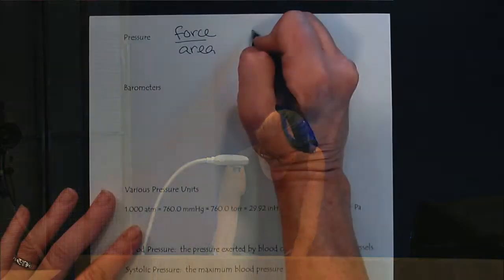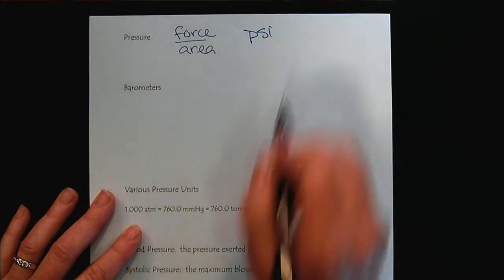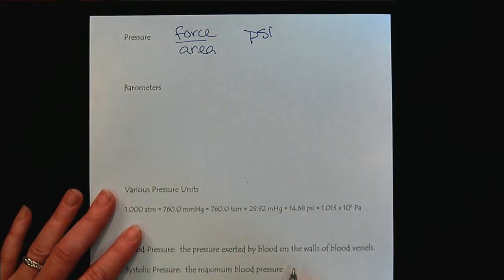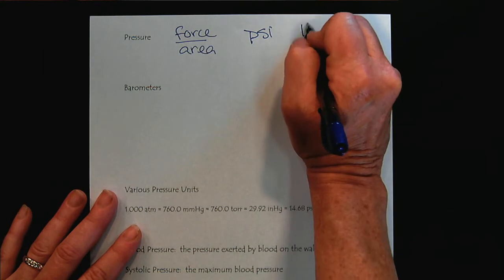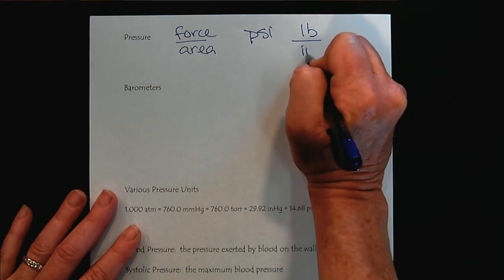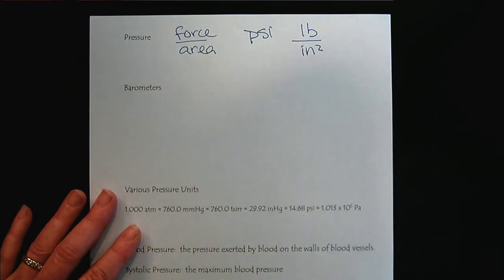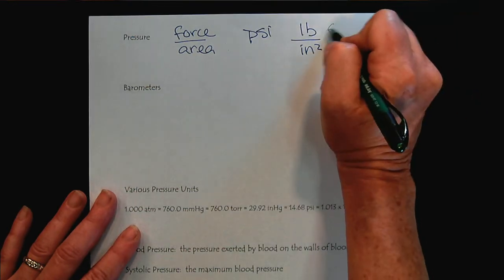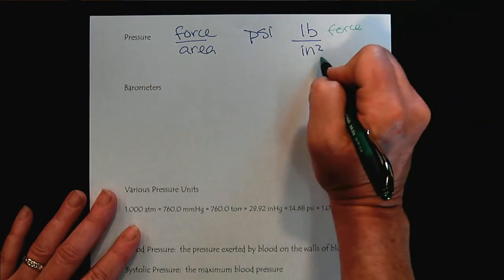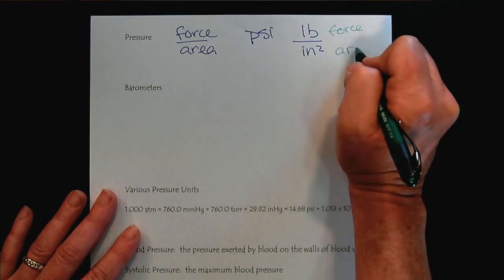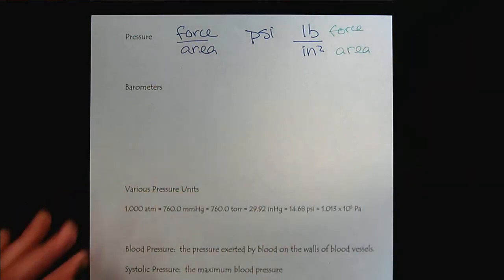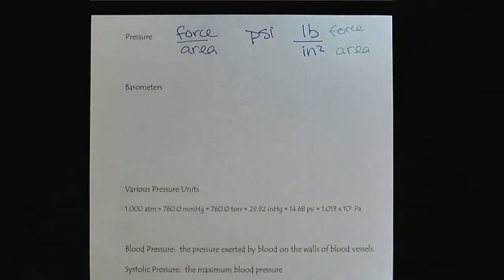And so, for example, PSI, if you've ever filled your tires with air, PSI stands for pounds per square inch. So the pounds is the force, and then the inches squared is the area. So there are a wide range of ways to measure pressure.